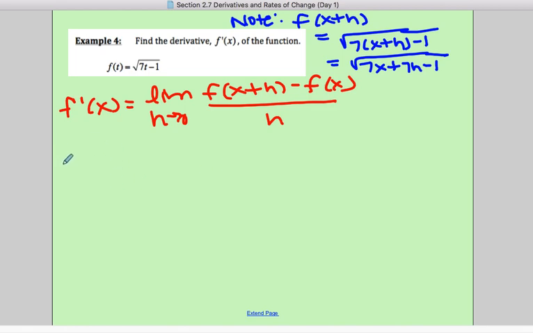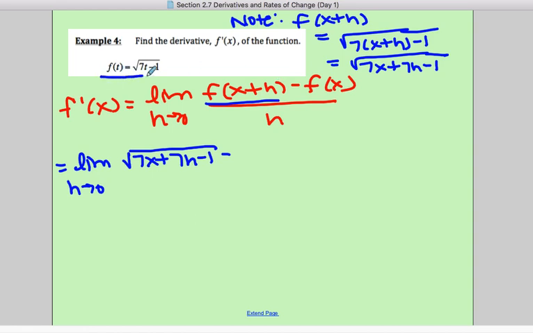And now I'm going to go ahead and plug it in. So I have my limit as h approaches 0, and f of x plus h is what I have written here. So I have the square root of 7x plus 7h minus 1, then minus f of x. This is f of t, so once again, just rewrite it, but instead of using t's, we're going to use x's. So we have 7x minus 1 all over h.